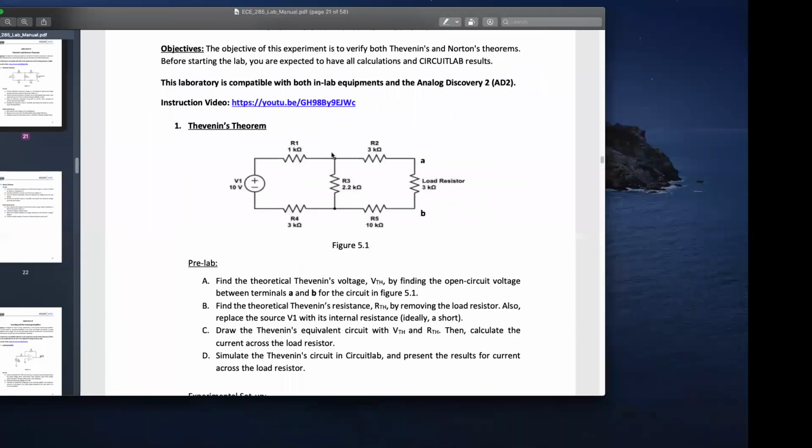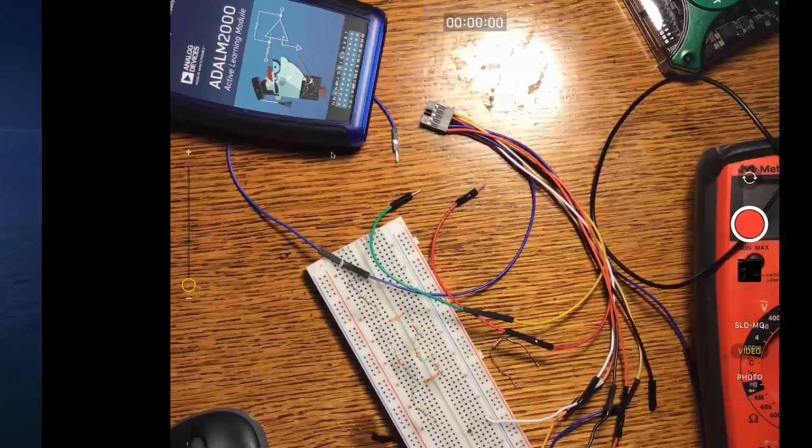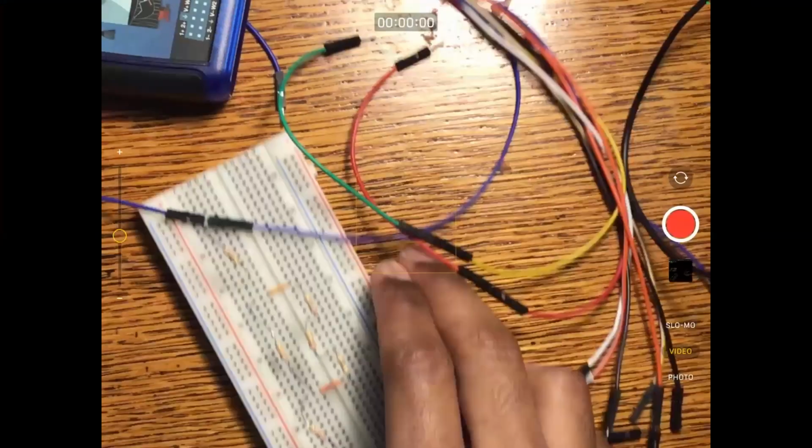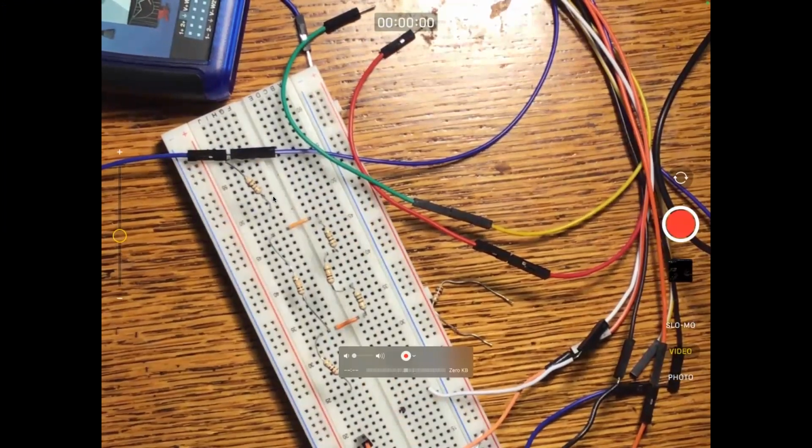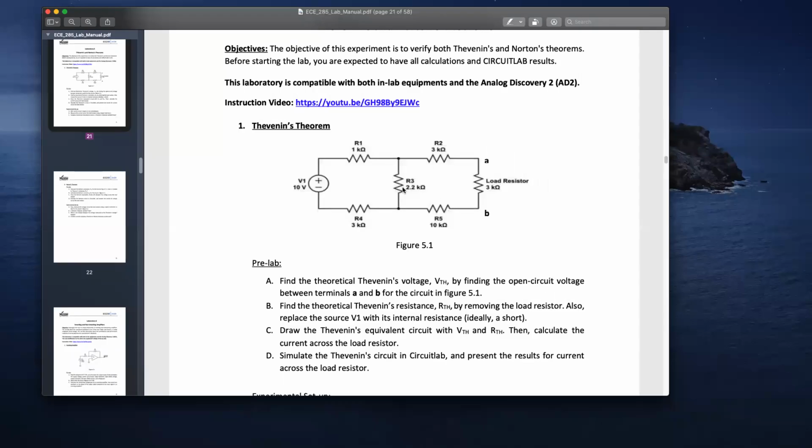I did modify my circuit, so let me move this all up. All of my resistors, except for the load and this 3K, are 100 ohms. So R1, R2, R4, and R5 are 100 ohms, and R3 and the load, RL, are 10K.